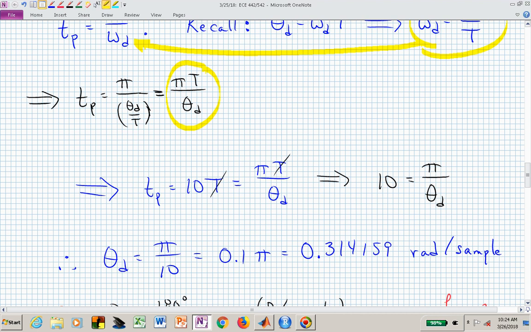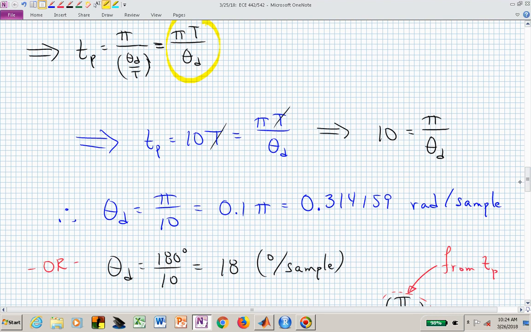0.314159. We don't have to have that many significant figures, but we did. And here we have 0.314 radians per sample for our angle. If we're not used to thinking about 0.3 of a radian, then we can convert theta sub d into units of degrees, knowing that pi is equivalent to 180 degrees. So we now have 180 divided by 10, or 18 degrees per sample.